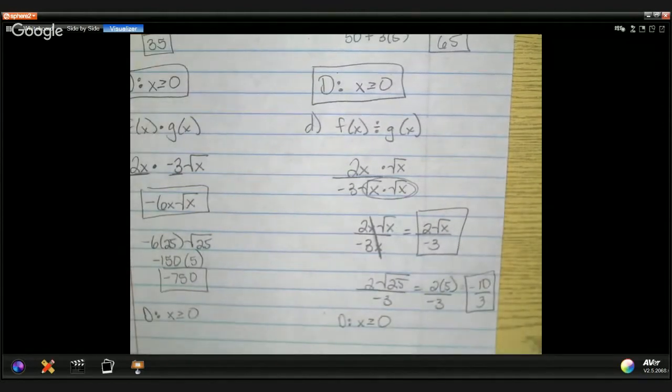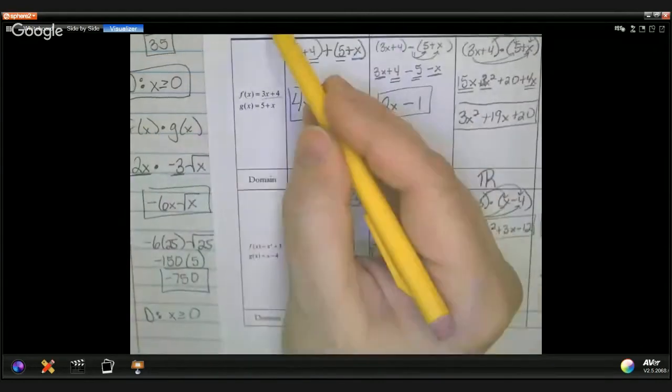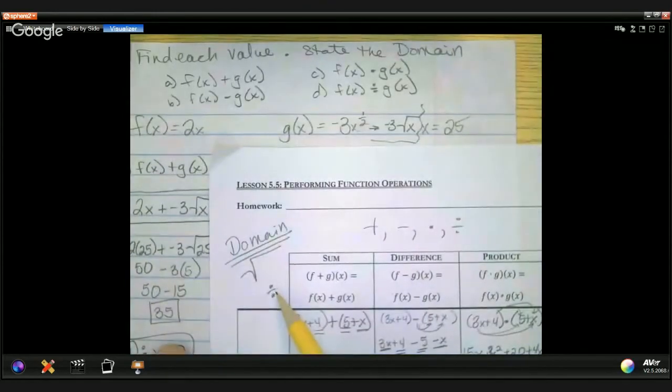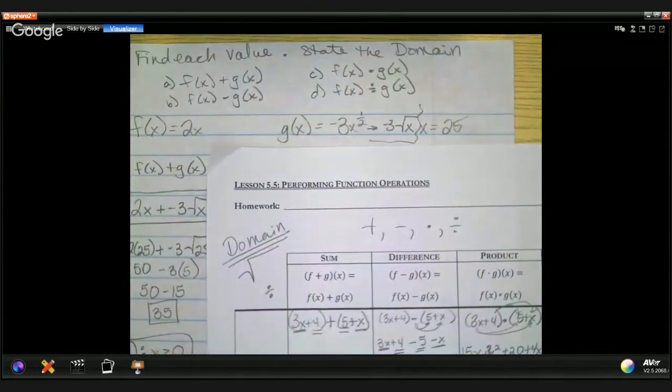So remember, when you're adding or subtracting, you just add your like terms. And when you subtract, make sure that you distribute the negative. And then the only time that there's going to be issues with domain is when you have radicals or when you're dividing. And those are the domains that will not be all reals.